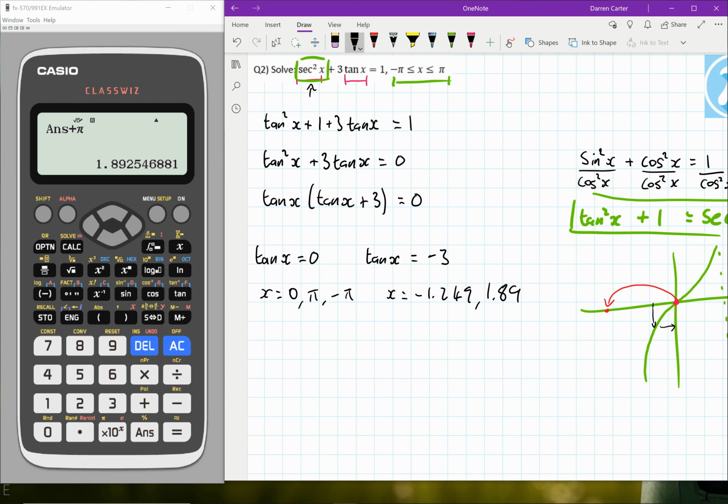Okay, I like to put all of these together as one clear solution and in order. So I have minus pi, minus 1.249. I should put a 3 on there to go 3 decimal places. I have 0, 1.893, and I have pi. Okay.